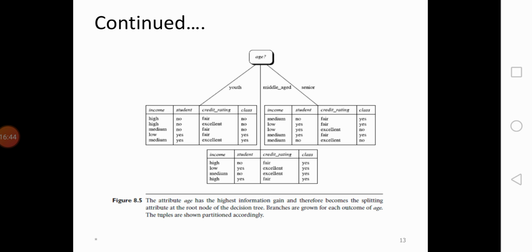In the following figure, the attribute age has the highest information gain and therefore becomes the splitting attribute or the root node of the decision tree. Whatever attribute contains the highest information gain will obviously be split further. Branches are grown for each outcome of age at the root node of the decision tree, and the tuples are partitioned accordingly.